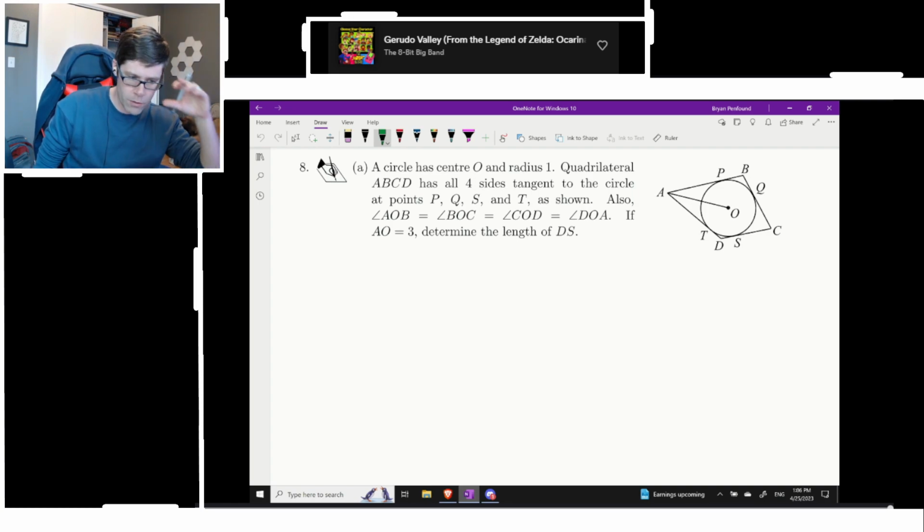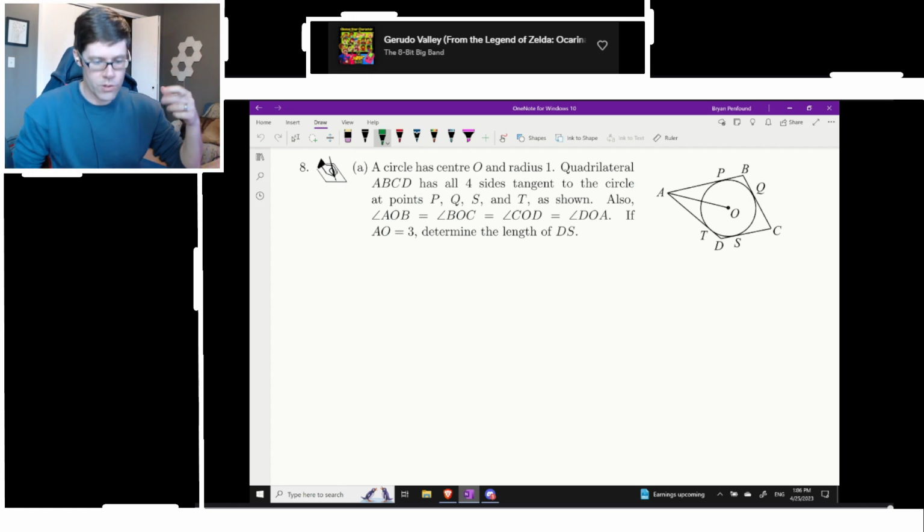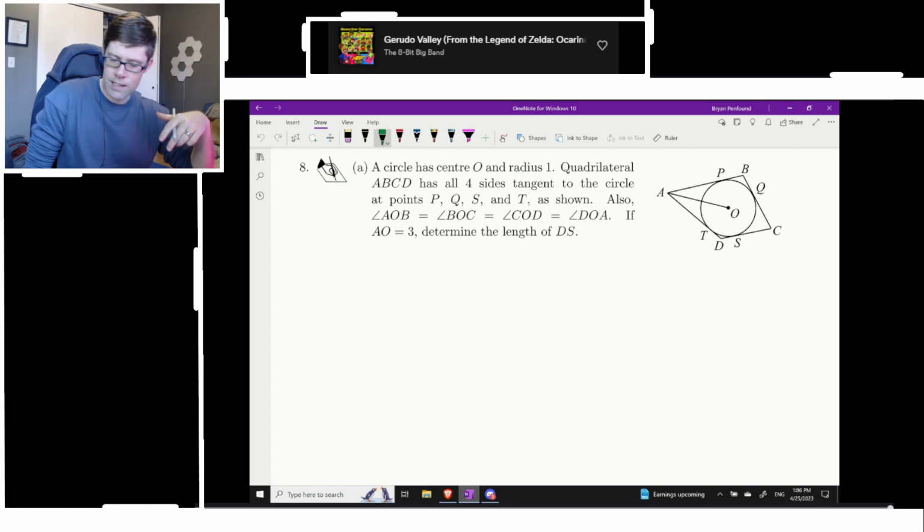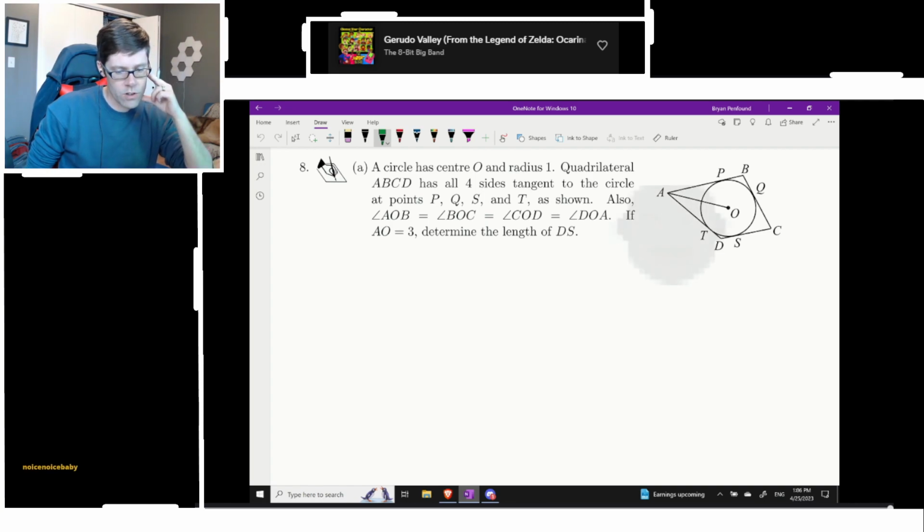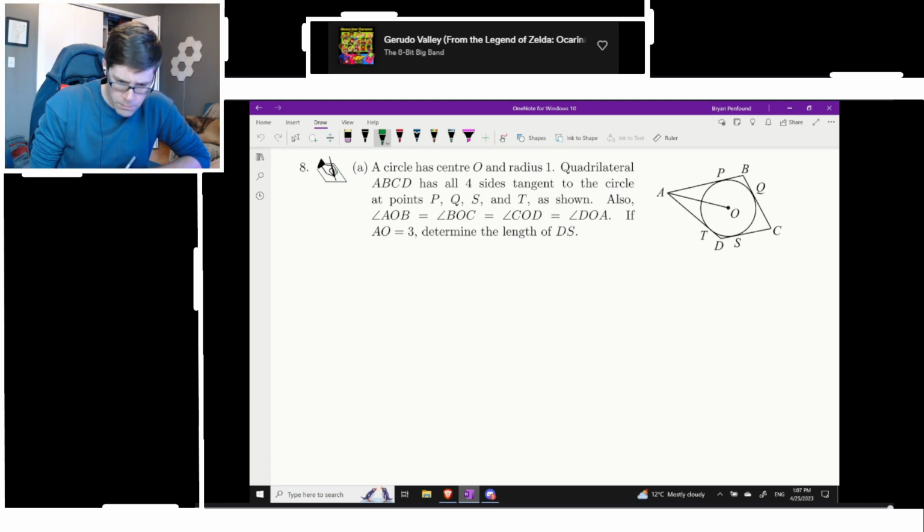So I just erased everything. We're going to start fresh with 8a. We have a circle with center O, radius 1. And we have a quadrilateral ABCD, such that all 4 sides are tangent to the circle. So P, Q, T, and S are going to be our points of tangency. And how does that work? I suppose that means if we were to start at O and drop, we could connect to all of these things, right? We could connect to all of these and make 90-degree angles there, because those are points of tangency, right?